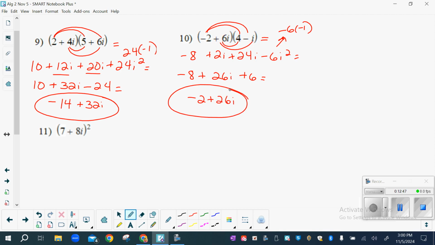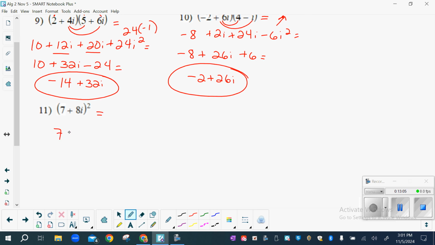Okay, what do we do on number 11? Yes, Eric. Good. Multiply by itself twice. So this is the same as 7 plus 8i times 7 plus 8i. Sometimes what students want to do on this one is distribute an exponent. We have no math rule that allows us to distribute an exponent. We can distribute if there's multiplication in the front, or even if it's multiplication on the other side, but that's not multiplication. That's a square.